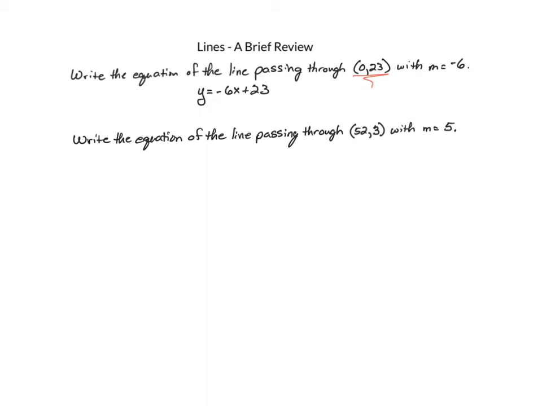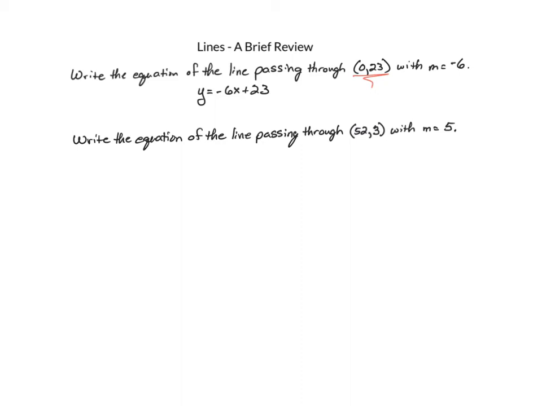But what if you weren't given the y-intercept? We have this next problem. Write the equation of a line passing through (52, 3) with a slope of 5. Now there are a couple of different ways to do it, but I'm going to show you the way that I think will be most useful to you if you move on mathematically.